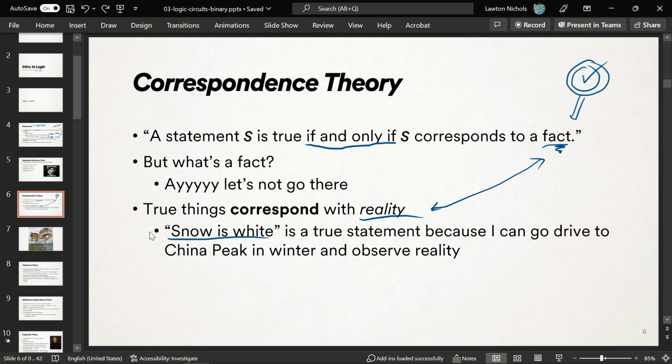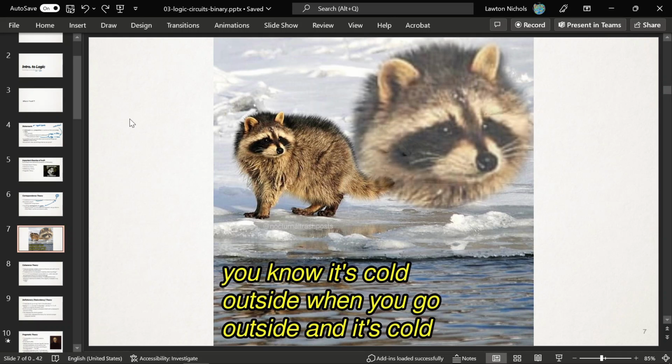Weird, huh? Any questions about that? Just a brain-melting moment, this first little subsection about truth. I haven't really thought about what it means for something to be true before, have we? I know I didn't. So that's correspondence theory. Here's a funny meme along those lines. This raccoon is a correspondence theorist.